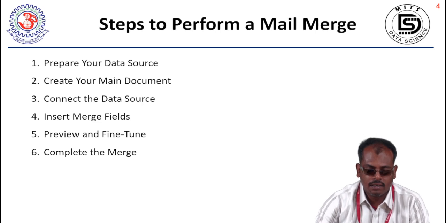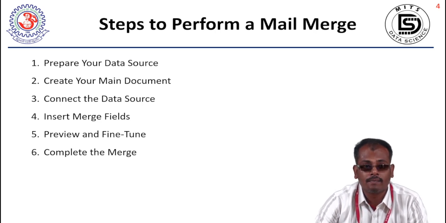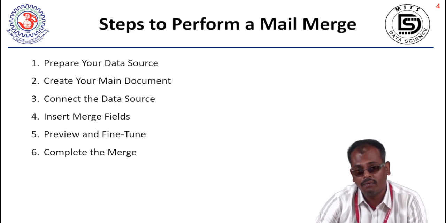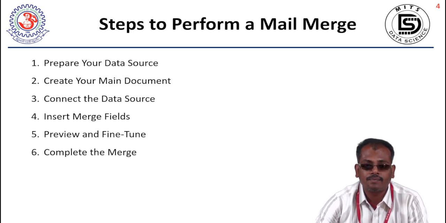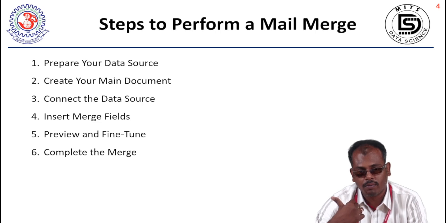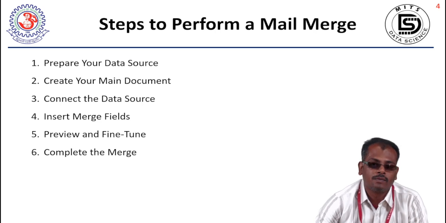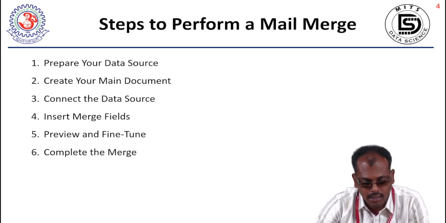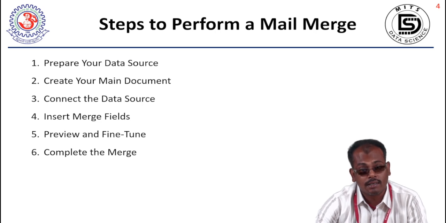See, this is what the data source looks like. See here, how many fields are there? First name, last name, address, city, zip code. So 5 fields are there. That means in our main document, the MS Word document where the content is there, these are all the fields we need to merge. See how many entries are there here? 1, 2, 3, 4, 5 rows are there. That means 5 recipients are there.